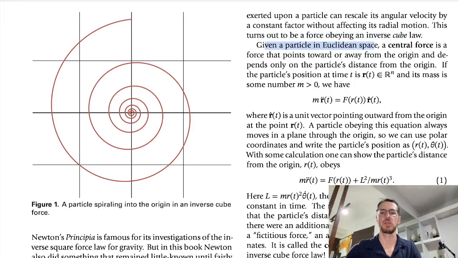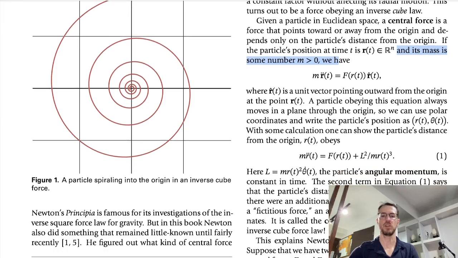Given a particle in Euclidean space, a central force is a force that points toward or away from the origin and depends only on the particle's distance from the origin. If the particle's position at time t is r(t) in R^n and its mass is some number m bigger than 0, we have m times the second derivative of r at t equals F(r(t)) times r hat(t), where r hat(t) is a unit vector pointing outward from the origin at the point r(t).